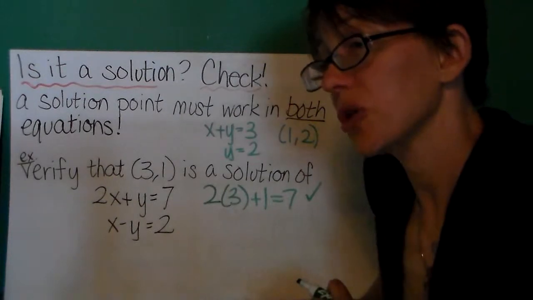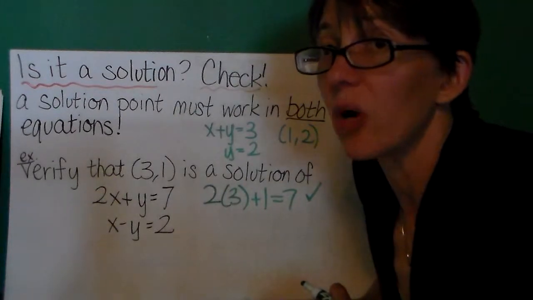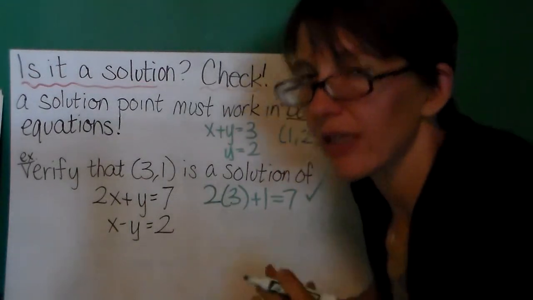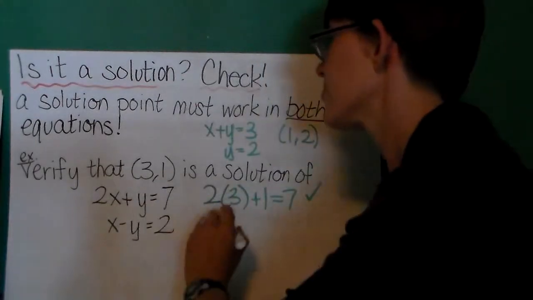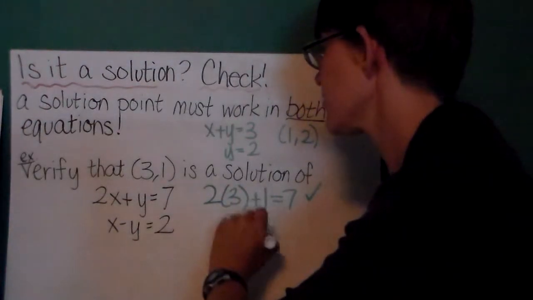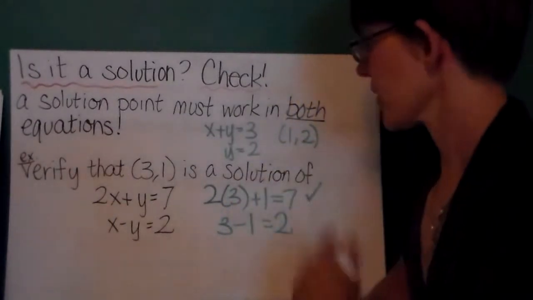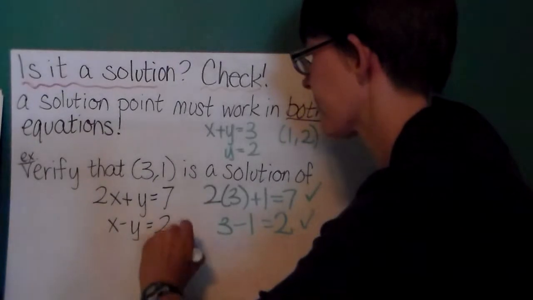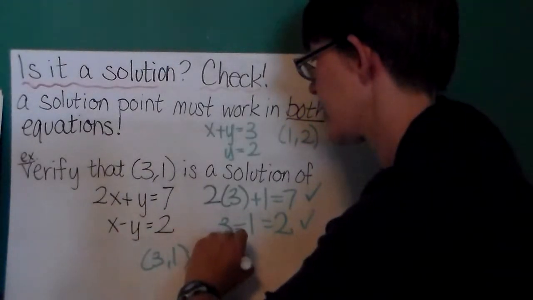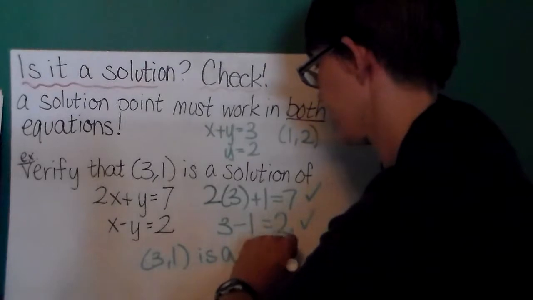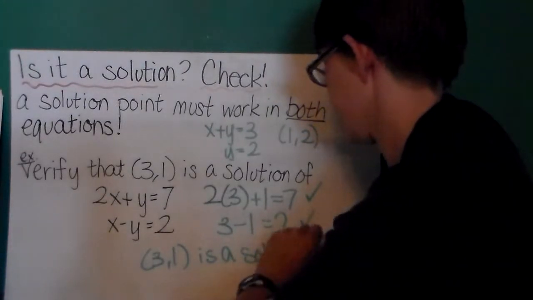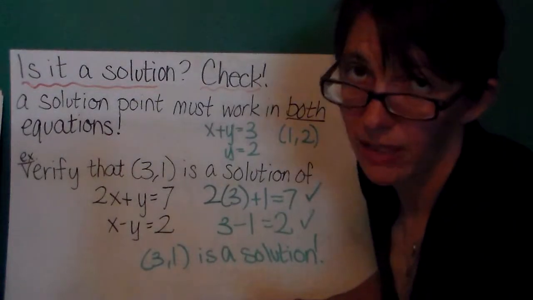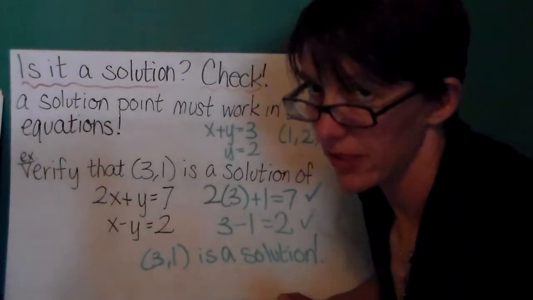Once I verify that it's a solution for one equation, it's okay to go on to the next equation. If it doesn't work in that first equation, why even bother checking? It's not going to be a solution of the system. So now I'm going to do 3 minus 1 equals 2. Hey, that works too. So (3, 1) is a solution. Remember, again, if it doesn't work in both equations, it is not a solution.